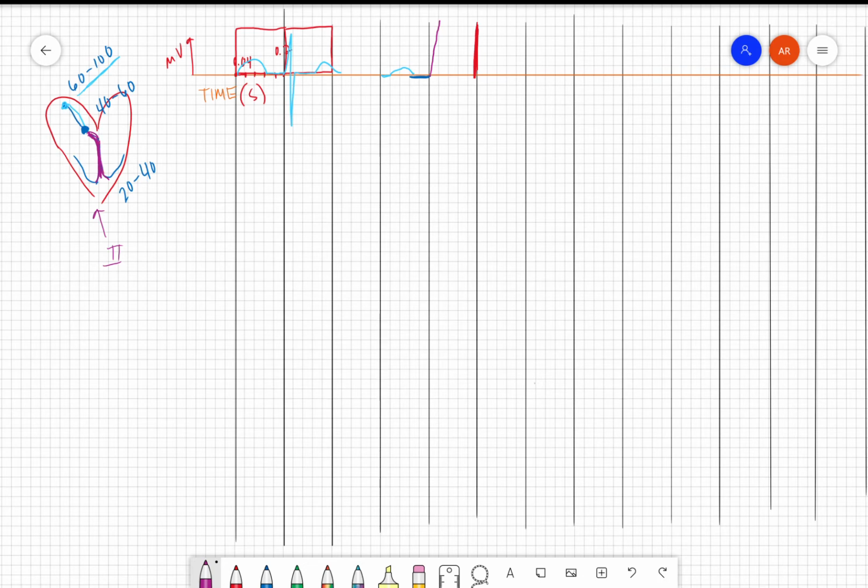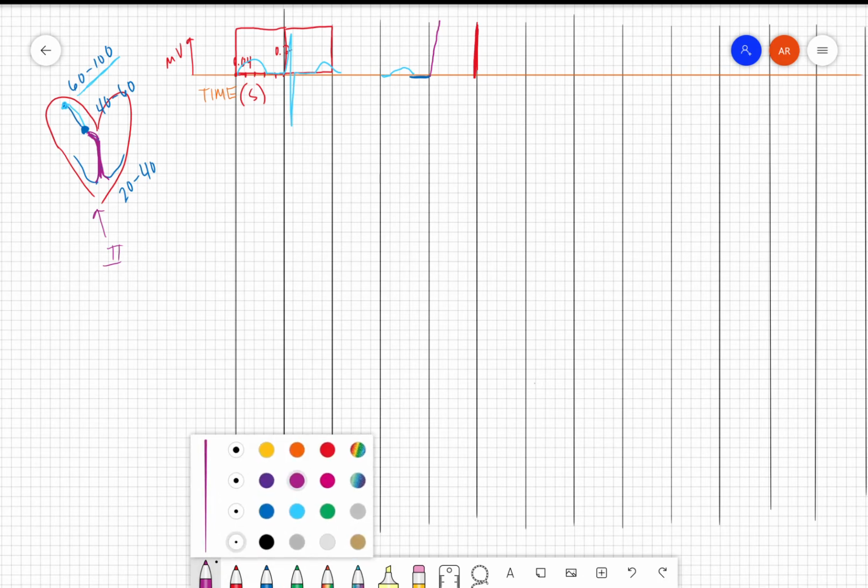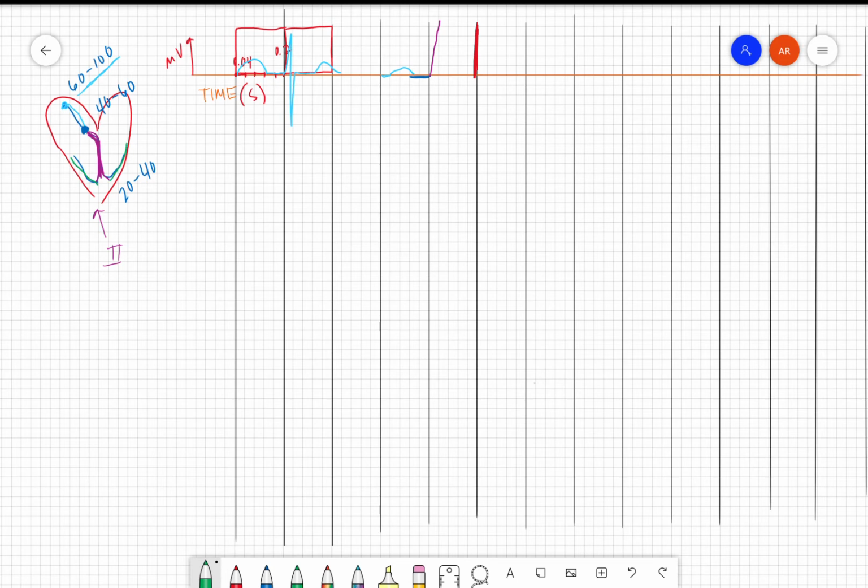As the electricity then turns in that corner, it's going to go the opposite direction to go up each ventricle to make the ventricles contract. Because this electricity is now moving away from us, we're going to see the downward spike. After that, we're going to see it all kind of reset.